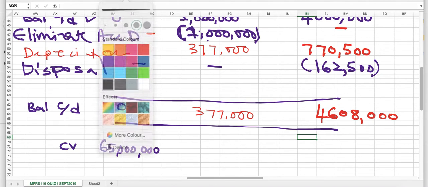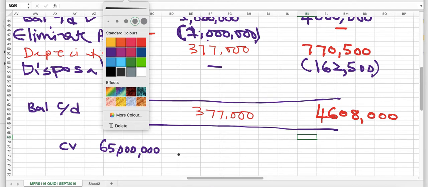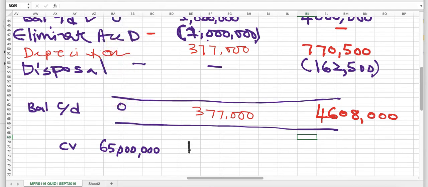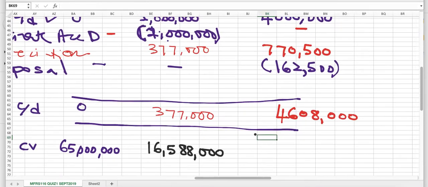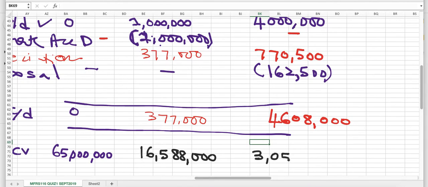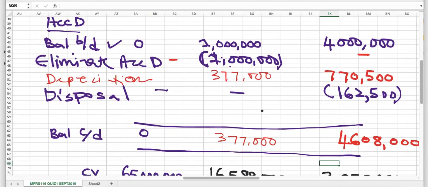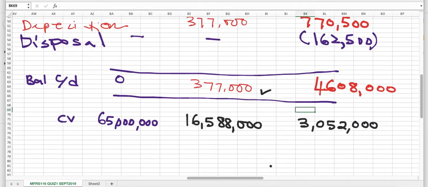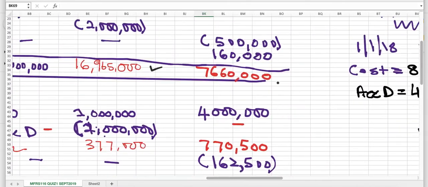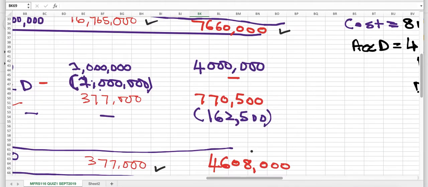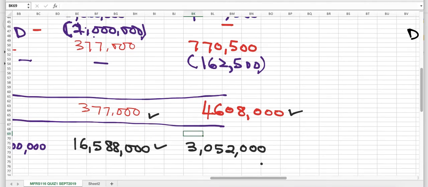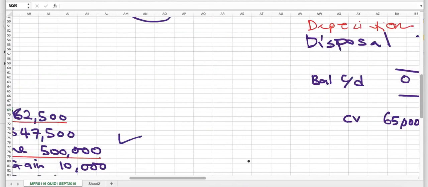So the carrying value for the building is 16,588, and for the machine is 30,520,000. Okay, this one, the balance CD of the cost minus balance CD of the accumulated, you get the carrying amount. Balance CD of the cost of the machine minus the balance CD of the accumulated depreciation of the machine, you get the carrying value. So that's it.